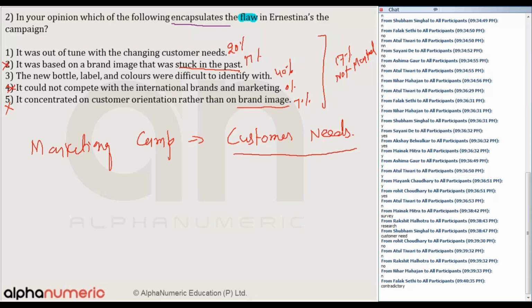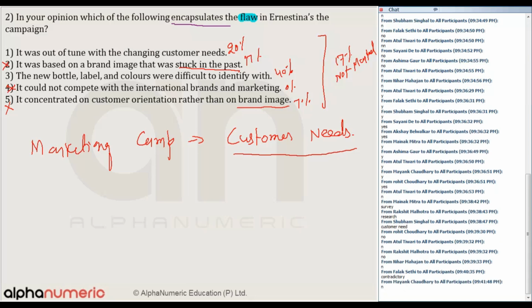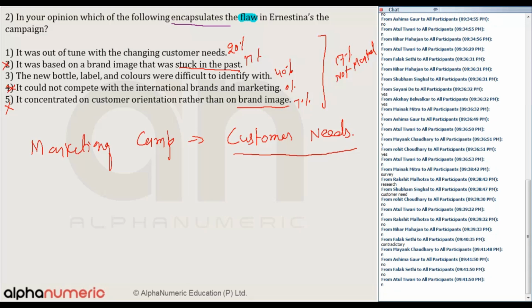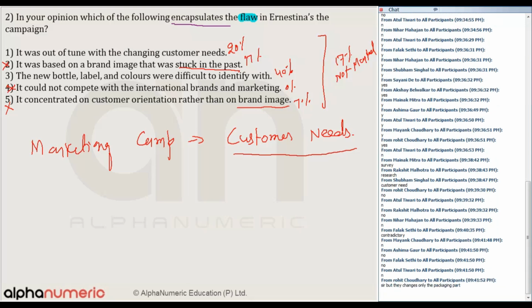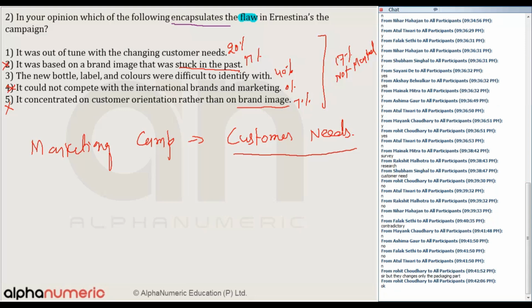Any doubts in 2, 4, and 5? Please tell me before I discuss 1 and 3. Okay. Because they changed only the packaging part. Why did they change the packaging part, Rohit? To give a new image to that particular product. And the reason might be that Anistia has realized that since the brand image is already stuck in people's minds in the past, sales are not happening, and that's why she tried to change the campaign. Now, let's talk about option number 1 and 3.